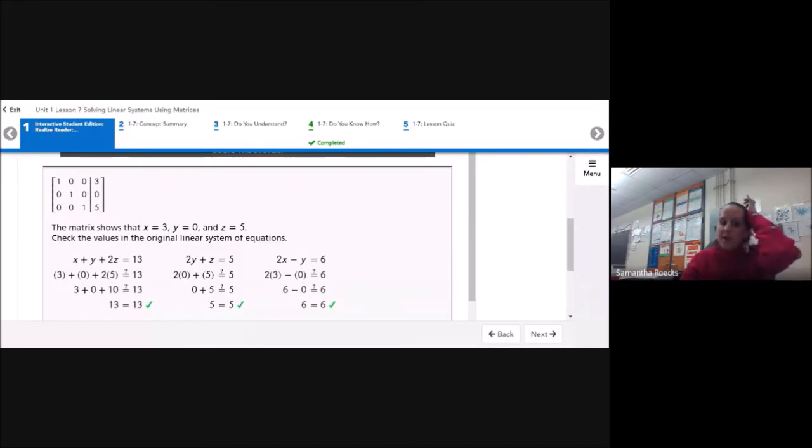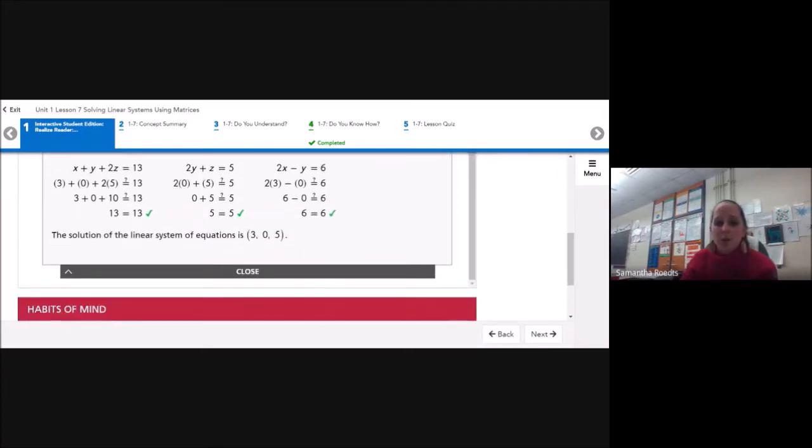So then, of course, we can check our solutions. Right, so the matrix shows that x equals 3, y equals 0, and z equals 5. So I substitute each of those back into my original linear equations, and they do all equal, so that the solution to my linear system of equations is 3, 0, 5.